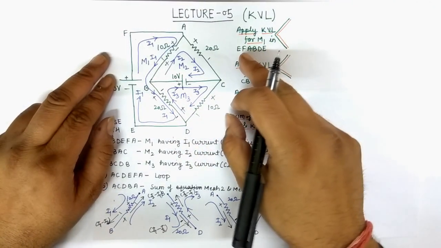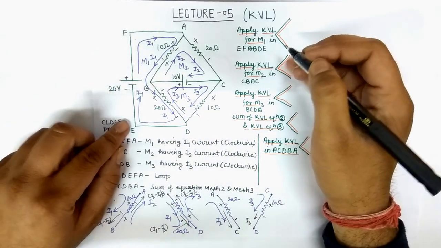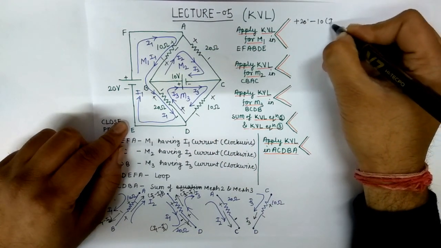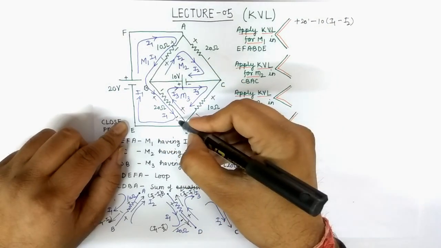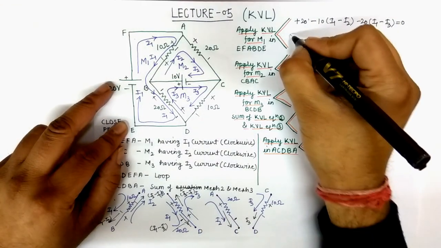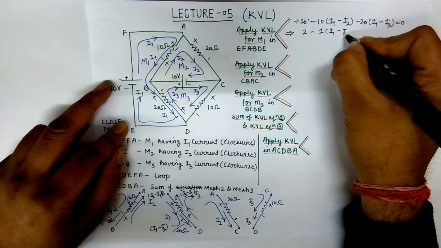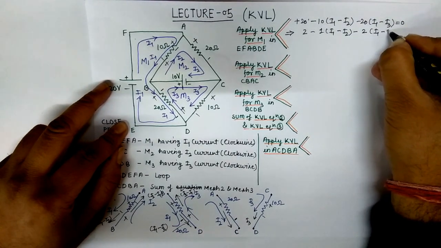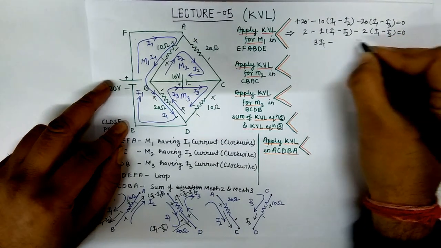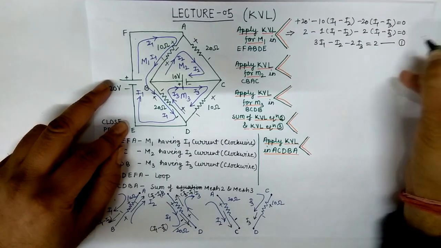So we apply KVL for M1, starting from E, F, A, B, D and then E. Starting from here, plus 20 volt minus 10(I1 minus I2) minus 20(I1 minus I3) is equal to 0. After dividing by 10, 2 minus 1(I1 minus I2) minus 2(I1 minus I3) is equal to 0. After solving, it would be 3I1 minus I2 minus 2I3 is equal to 2. This is equation number 1.